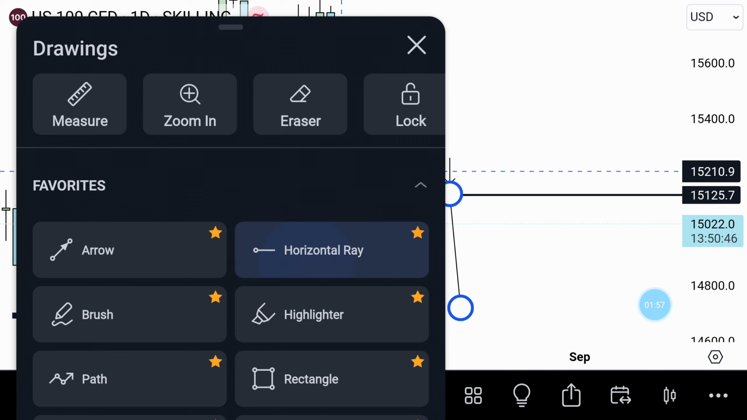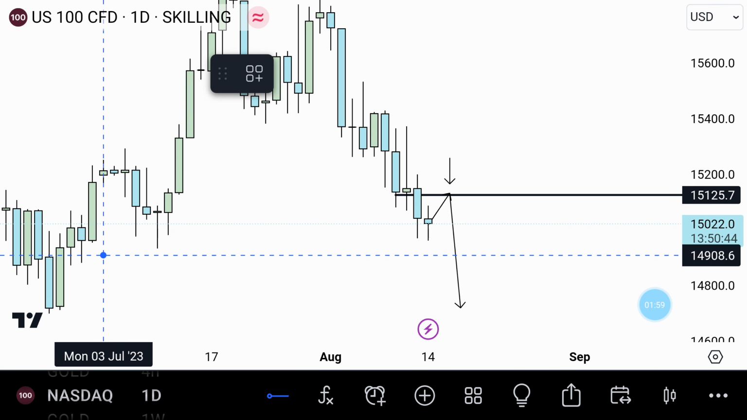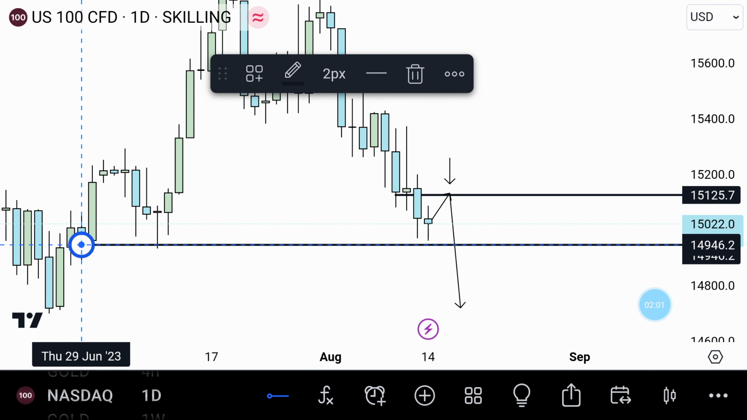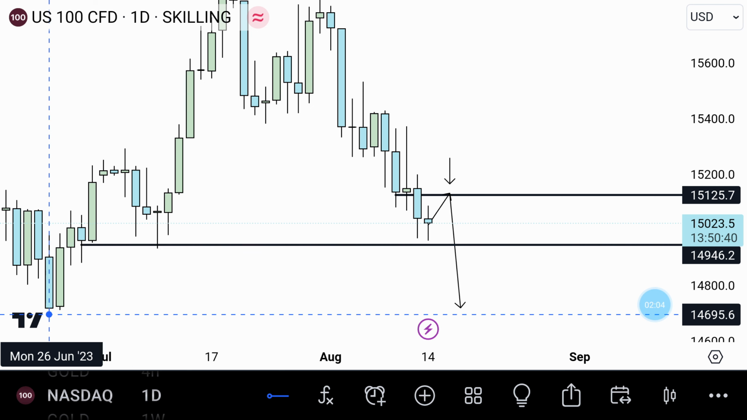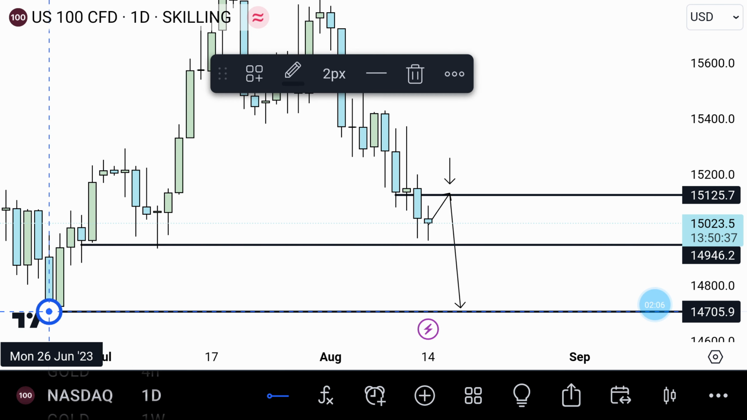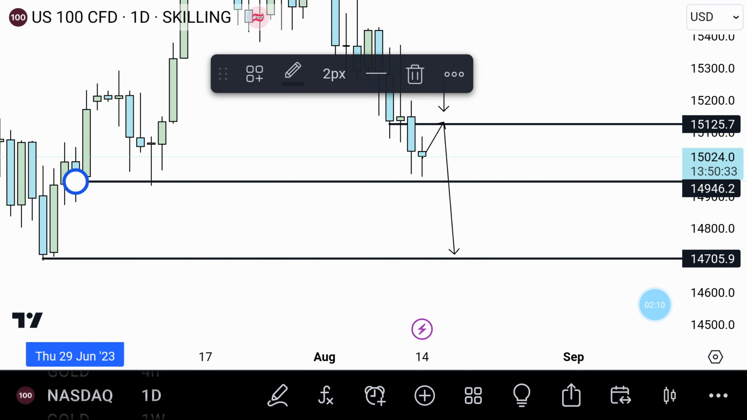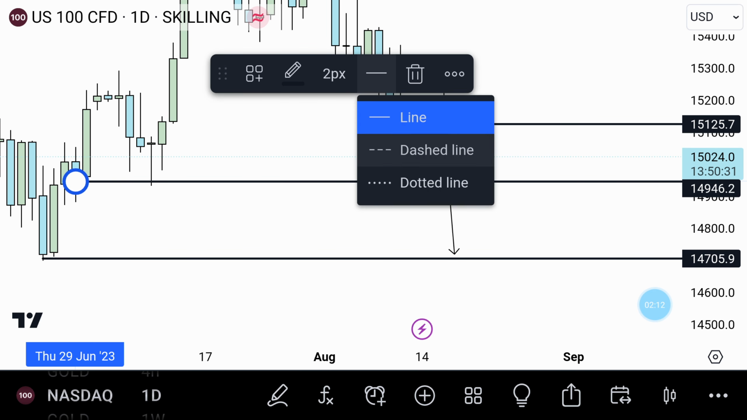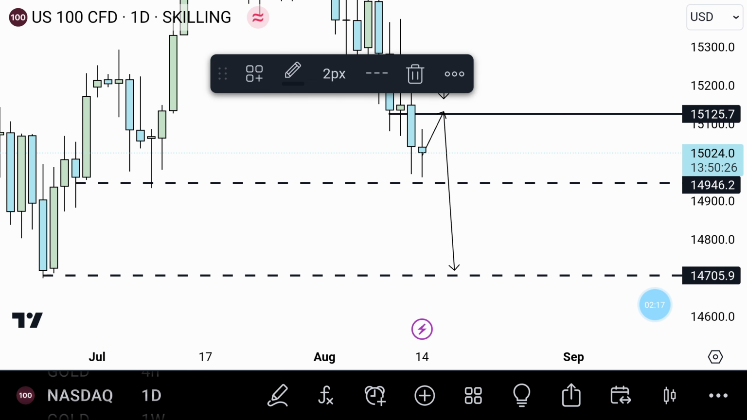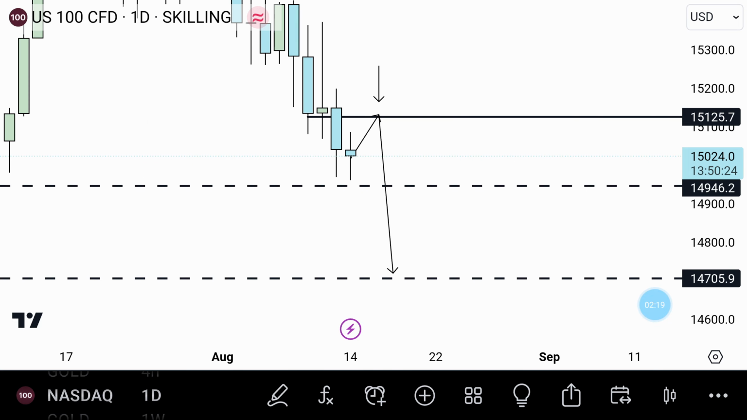So let me just quickly put this horizontal area here so that you guys can see what's cooking, right? Yeah, so these are going to be our targets. Let me just change this to the dotted lines so that you guys can see this. So this is going to be our target for sales opportunities.